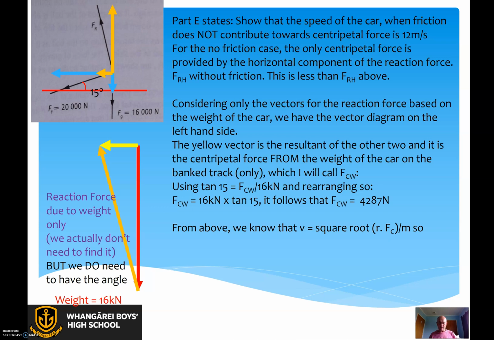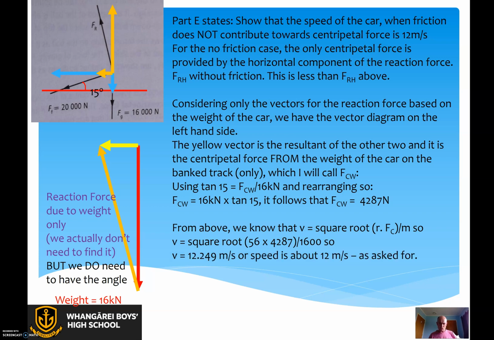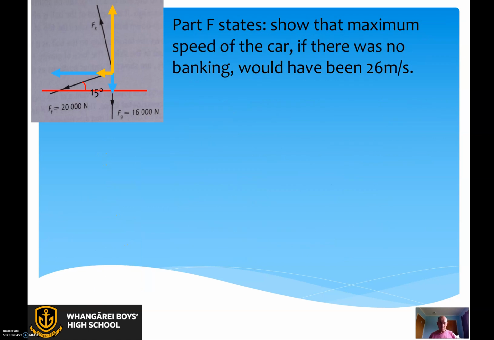So we know that v is equal to the square root of rFc all divided by m. So v equals, put those numbers in, 56 times that, over the mass. Feel free to pause the video at any stage, good idea. And we get 12.25 meters per second, or about 12 meters per second as was asked for. We're doing all right.